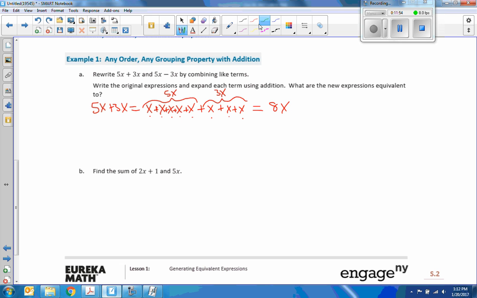Okay, now we're going to do the same with the subtraction. 5x minus 3x equals, and represent 5x as 1 plus 2 plus 3 plus 4 plus 5 x's. And then I'm going to take 3 of them away. So if I get rid of these 3, I'm left with 2x. So 5x minus 3x is 2x.